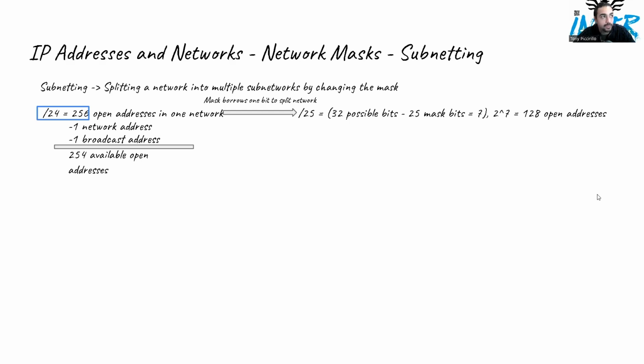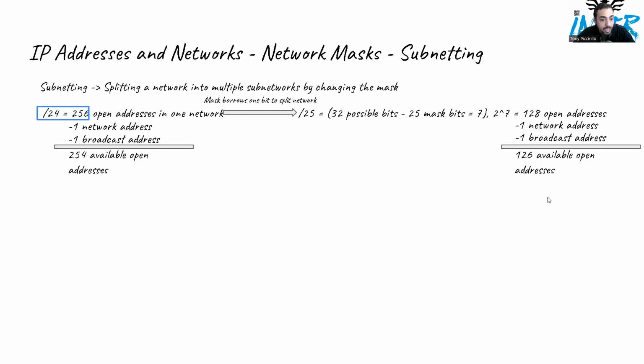Each of those 7 bits has 2 possible outcomes, right? One being 1 or one being 0. So either on or off. If we raise 2 to the power of 7, we get 128 open addresses for the host portion. All right, so these are the 128 possible addresses that can be divvied out right now. But we do have to subtract the network address and broadcast address. So that leaves us with 126 available open addresses that can be divvied out to different devices.